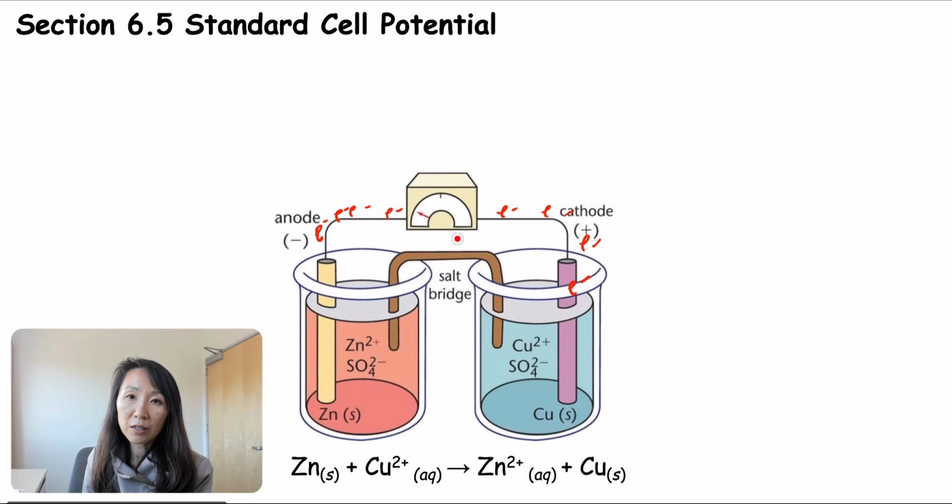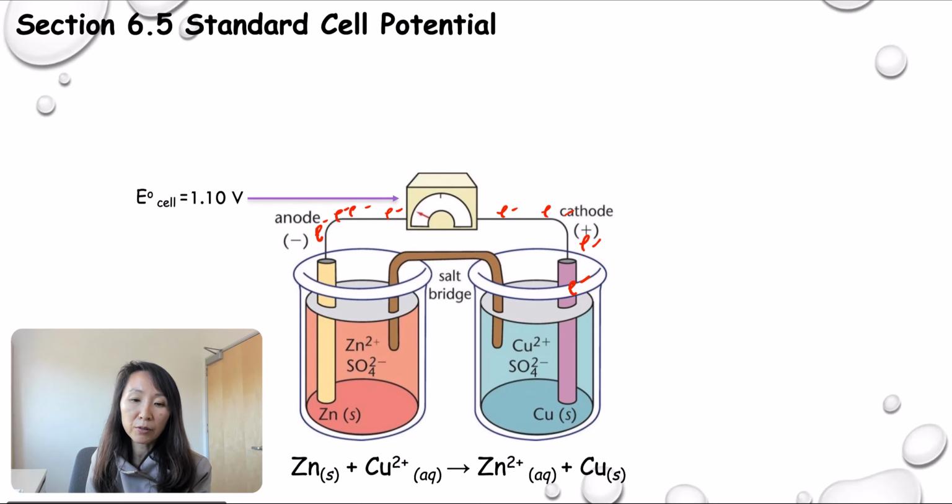The voltmeter actually measures how much this electron is flowing through, and it's going to measure the flow of the electrons, okay? And that flow of the electrons as it's passing through is going to be measured in a value, and this one happens to be 1.10 volt. Now you see this little symbol E0 cell. E0 cell refers to the standard cell potential.